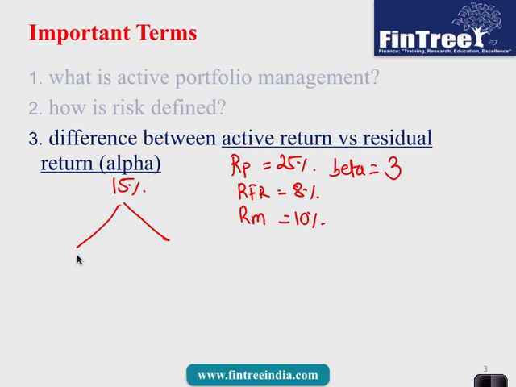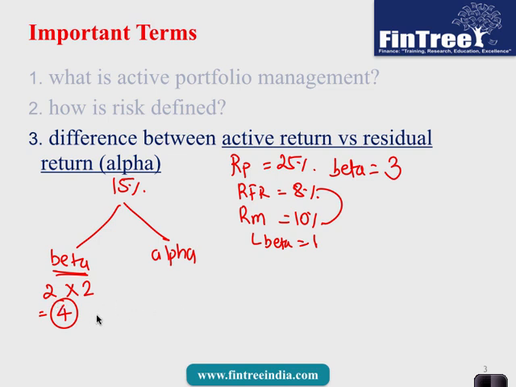This return we've been able to generate through two sources, beta and alpha. So instead of taking beta of 1, which was the beta of the market, we have taken beta of 3. That means we have taken excess beta of 2, and equity risk premium is 2%. That means on account of beta we've been able to generate 4, which means on account of alpha the return should be 11%. And how would we calculate that?